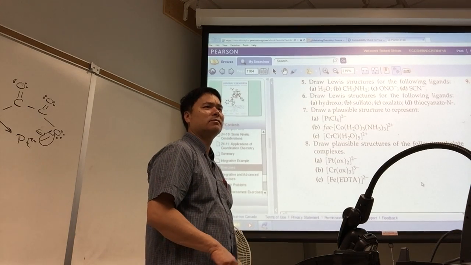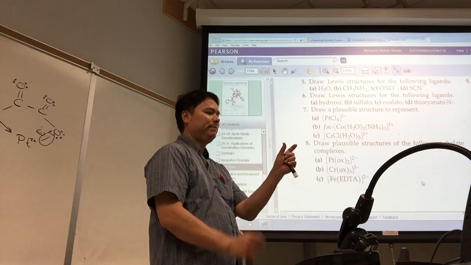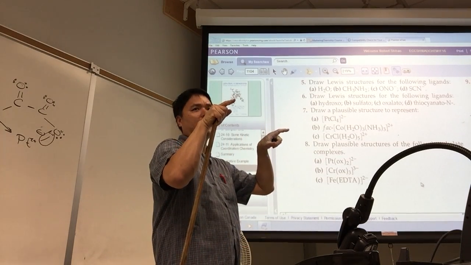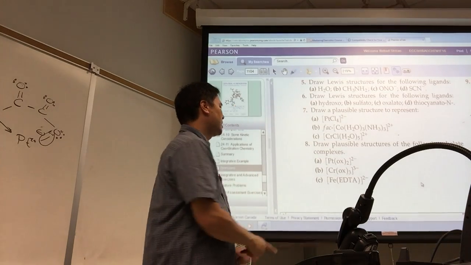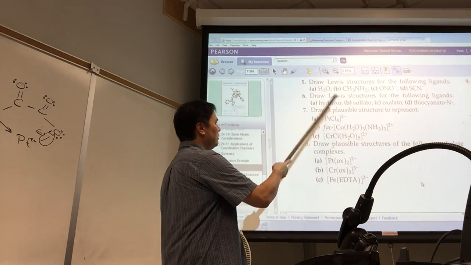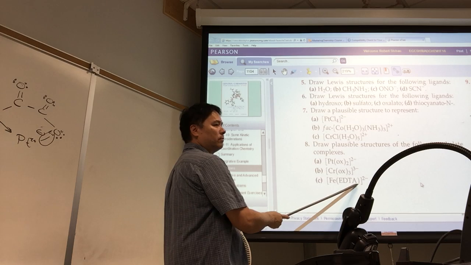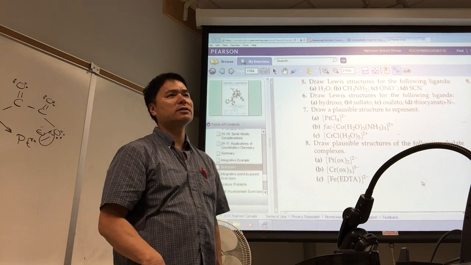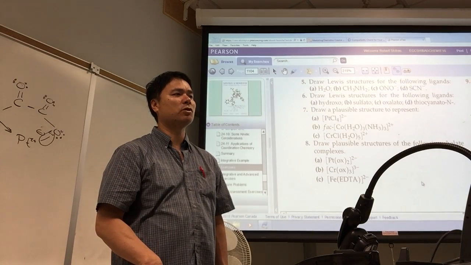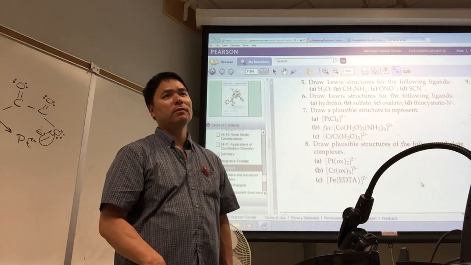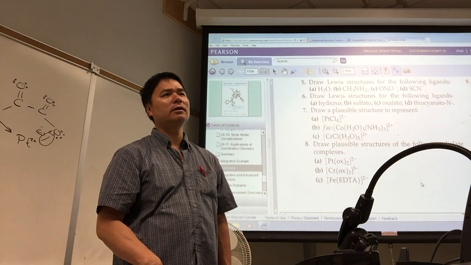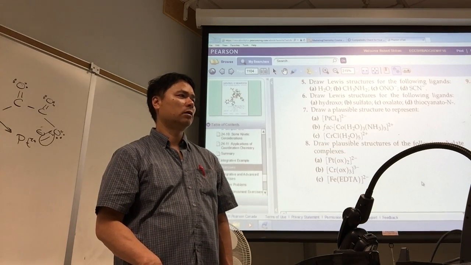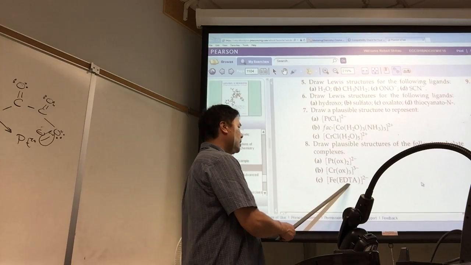EDTA is what? An ethylene with 2 amines and then 4 acetates. So this is ethylene diamine, like we saw earlier, tetraacetate. If there's 4 acetates, each acetate's -1, so this whole thing carries what charge? Ethylene diamine is neutral. So 4 acetates would carry each one carrying a -1 charge. The whole thing's -4. And so this is a -4 anion.